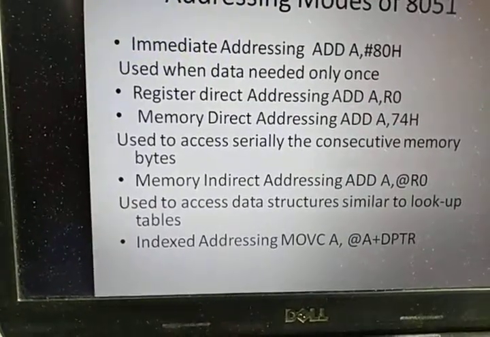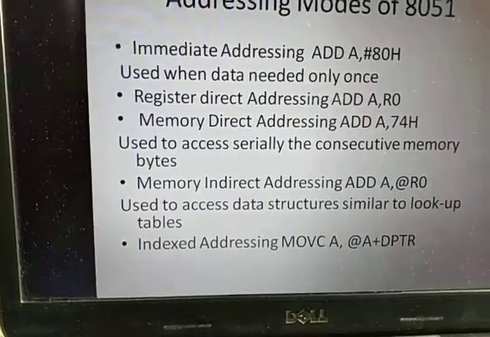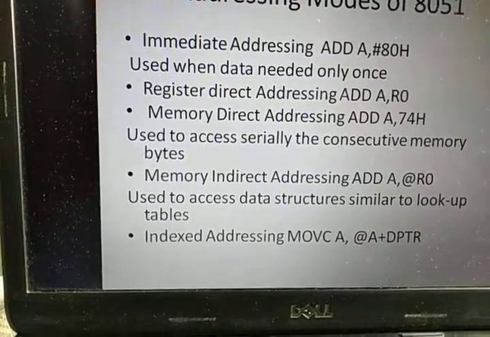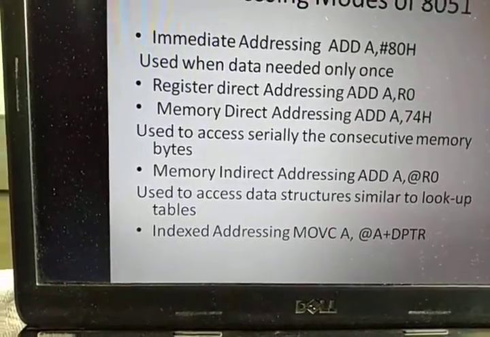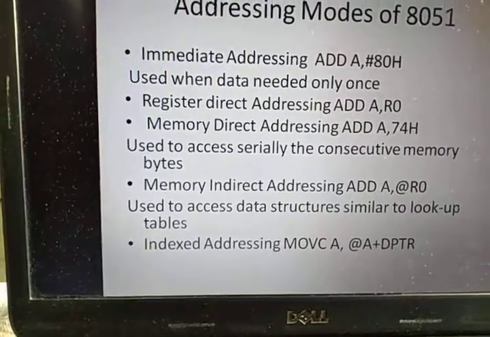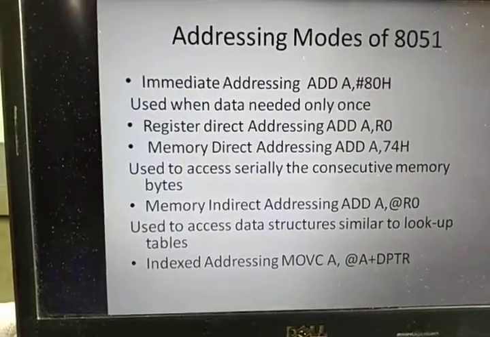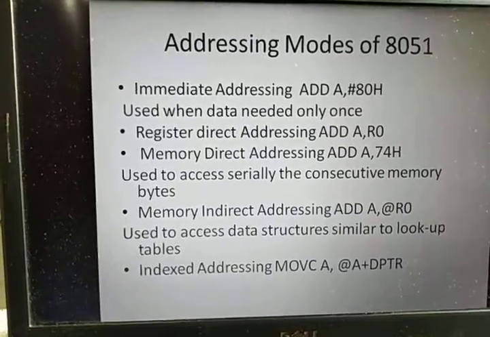And the fifth one is indexed addressing mode. The index value is going to be given in a register. So here it is the address present in the register A plus the contents of data pointer register. So that's about the addressing modes of 8051.